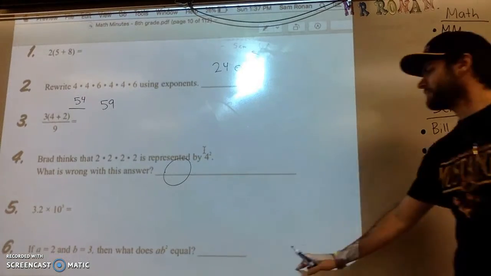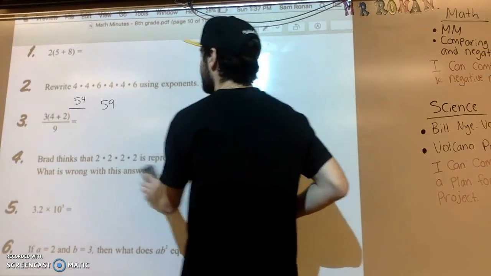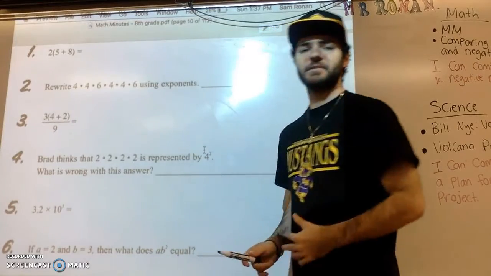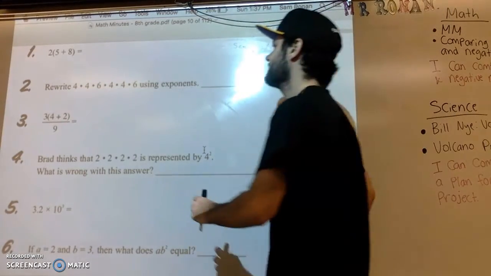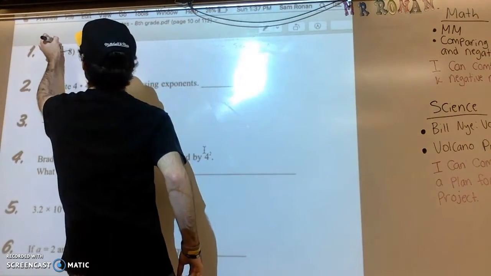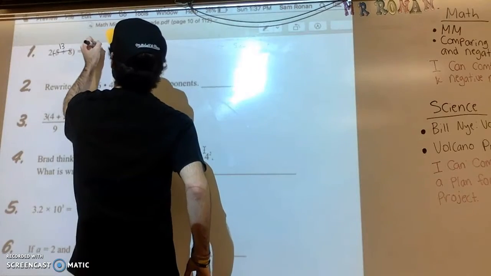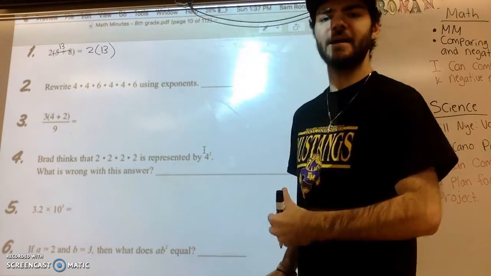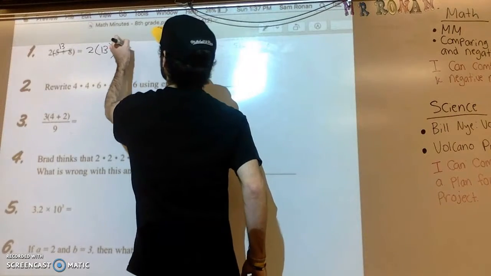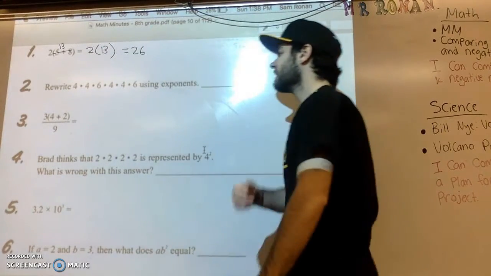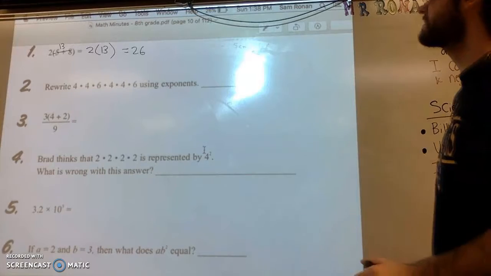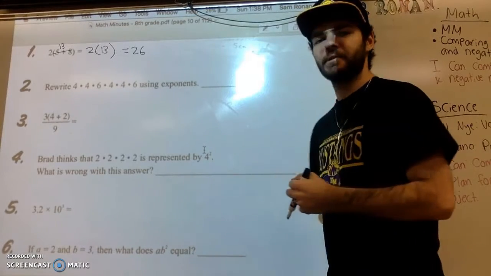Okay, so we're starting with 2, and then parentheses, 5 plus 8. We got to do parentheses first. Okay, so 5 plus 8, that's going to be 13. We're left with 2, parentheses, 13. Parentheses mean multiply, so it's 2 times 13, 26.